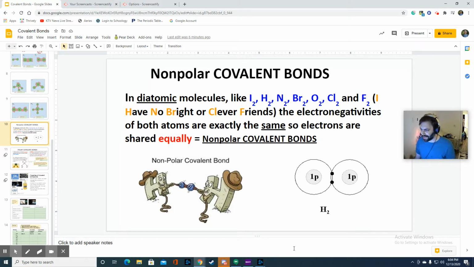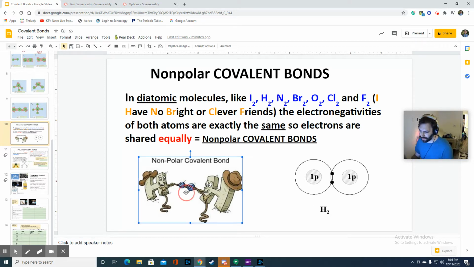The easy way to remember this is this anagram here: I have no bright or clever friends. The first letter is that element, and sometimes the first two, like in bright or clever. Remember, electronegativity is how much atoms want those electrons. If they're the same atom, it would stand to reason they want the electron the same amount. They're going to pull on the electron with the same force, so those electrons are shared equally, and these are nonpolar covalent bonds.